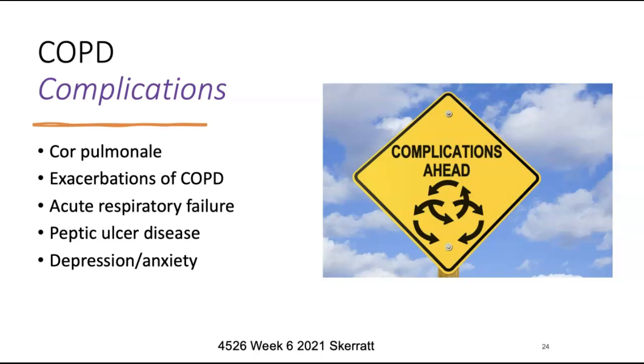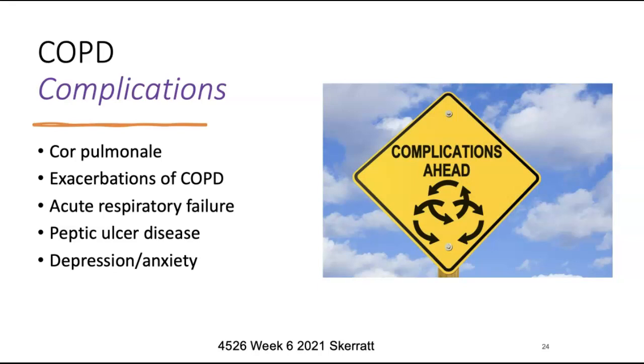So the main ones are cor pulmonale, which we've already spoken to. Exacerbations of COPD: someone with COPD will typically go along fairly well. They'll be short of breath on exertion. They may not be able to lie flat. They may have the productive cough, but they can have an exacerbation, meaning a worsening time with their COPD, and it's usually related to infection or non-infectious causes such as air pollution, allergens, irritants, cold air.